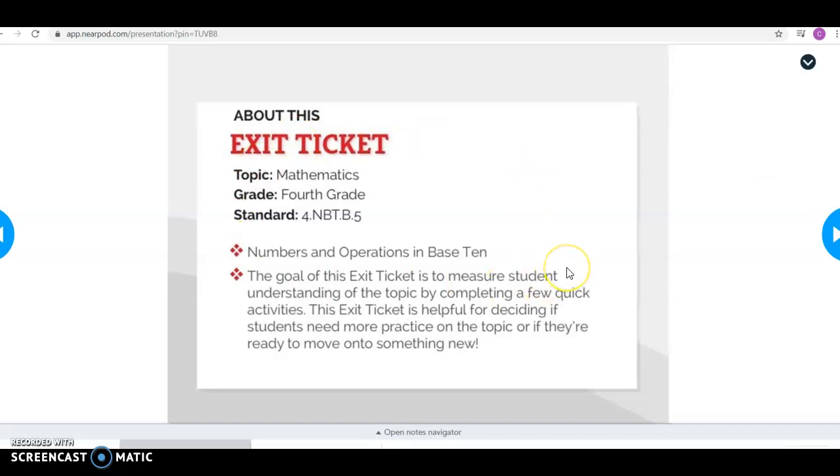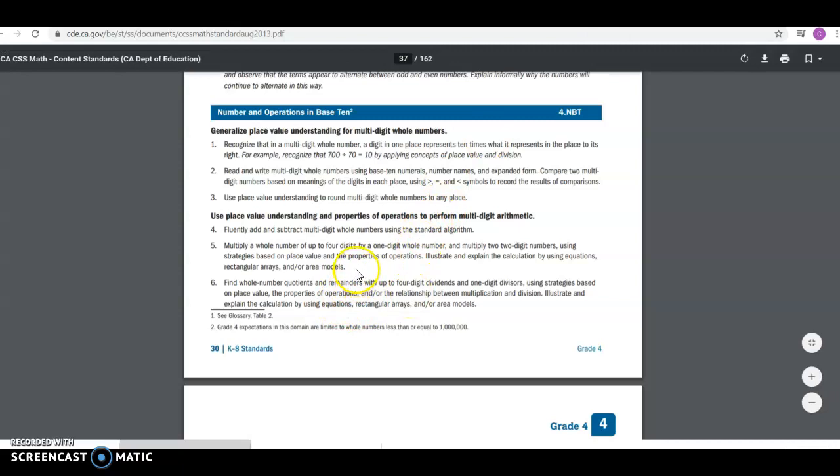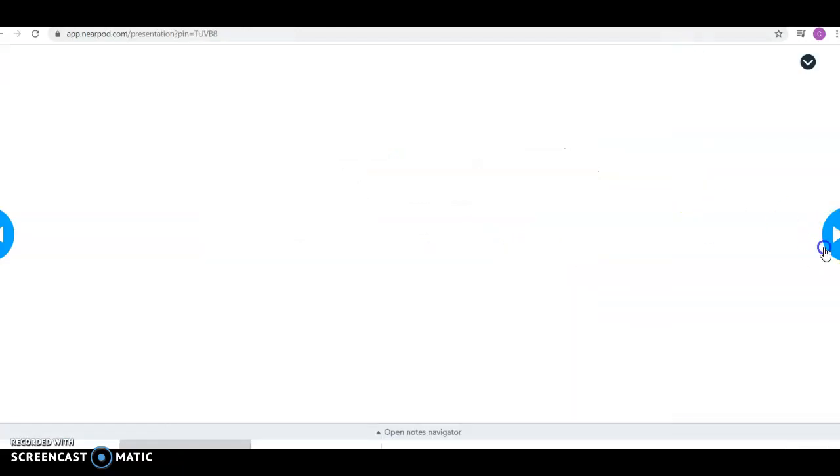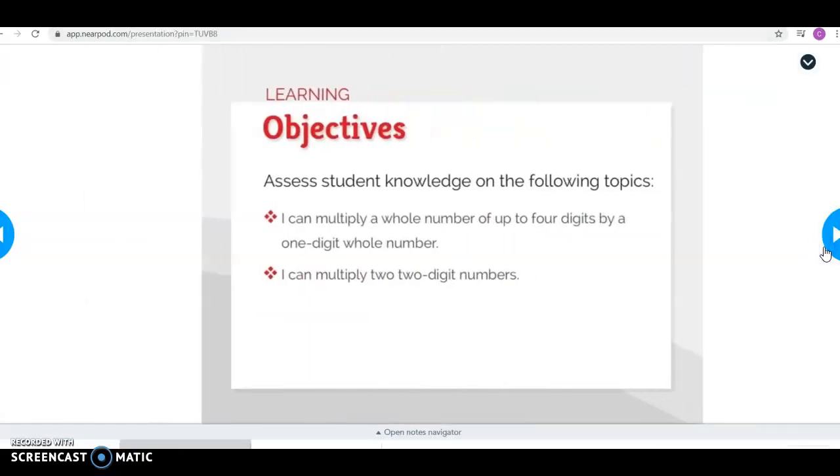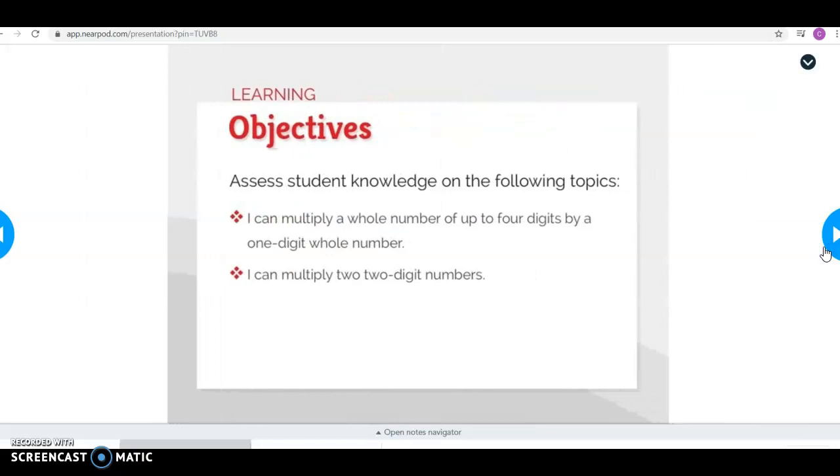It is standard aligned. Our standard is listed right here. And that standard has to do with multiplying whole numbers up to 4 digits by a 1-digit number, as well as multiplying two 2-digit numbers together. Our learning objective would be: I can multiply a whole number of up to 4 digits by a 1-digit number. I can multiply two 2-digit numbers.